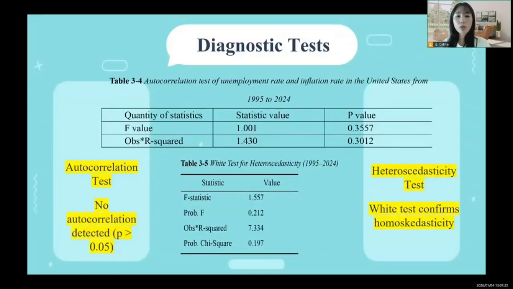We also conduct diagnostic tests to check the reliability of the model. First, the autocorrelation test shows no serial correlation. Second, the test shows no heteroscedasticity. So overall, the model does satisfy the basic assumptions of OLS regression.